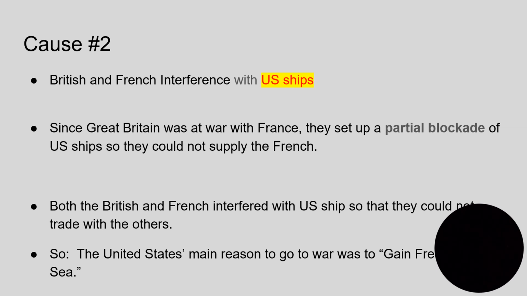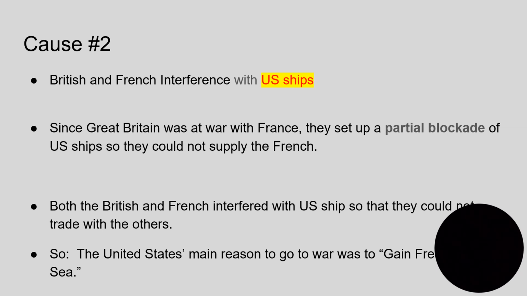The U.S. had worked with the French. They refused to get into the war, but they did supply the French with some supplies that they needed, and Great Britain did not want the United States to continue that practice, so they put up a blockade where U.S. ships could not get across and supply the French. Both the British and the French interfered with U.S. ships so that they could not trade with others. This was a big problem.